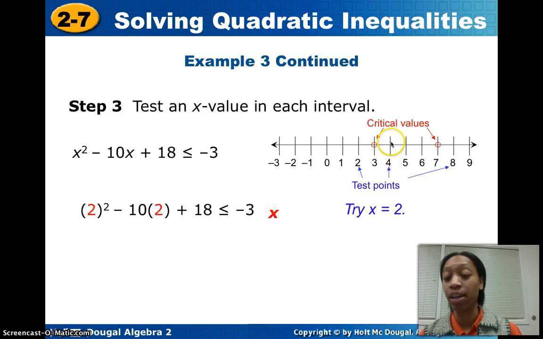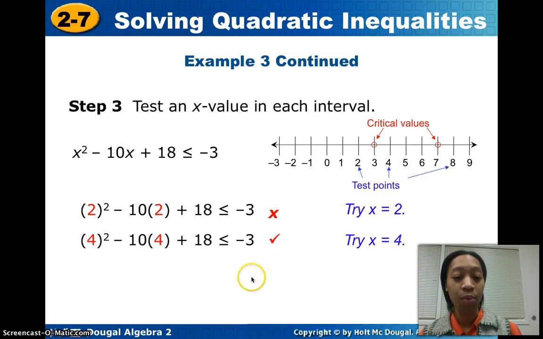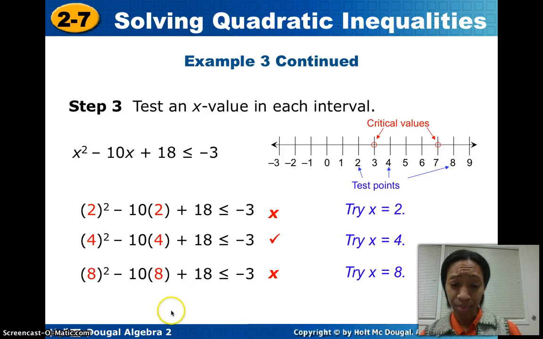Okay, let's try a value in the middle here. You can pick any value you want. I'm going to plug in 4. When I plug in 4, do I get a value that is less than or equal to -3? Yes, I do. What about a value greater than 7? We'll plug in 8. When I plug in 8, do I get a value that's less than or equal to -3? No, I don't. So that means that the only answers are the answers that fall in the middle here between 3 and 7.